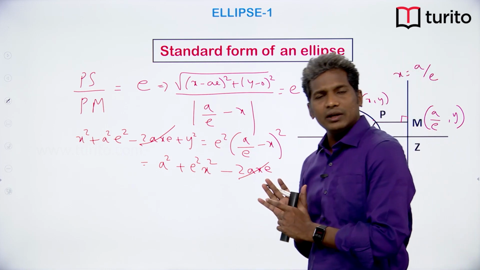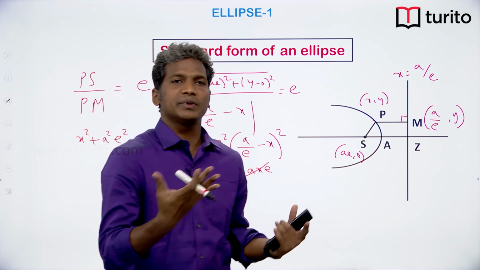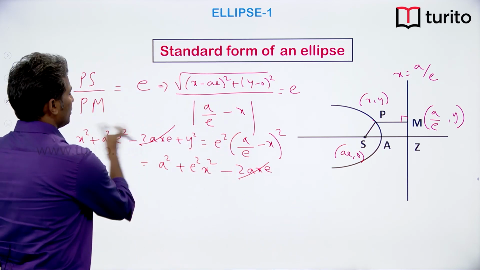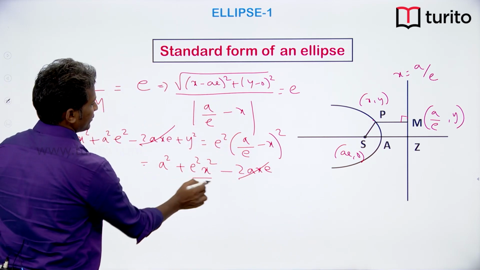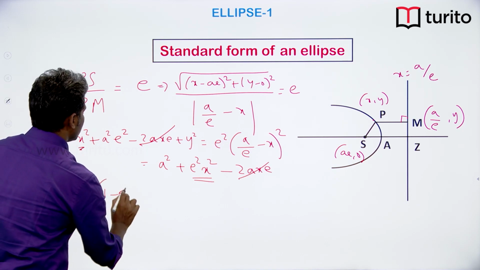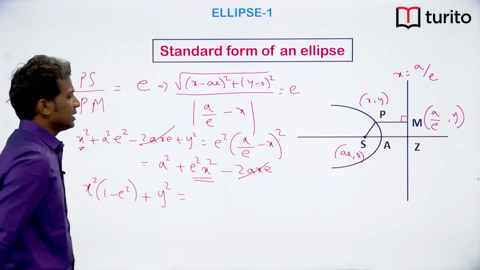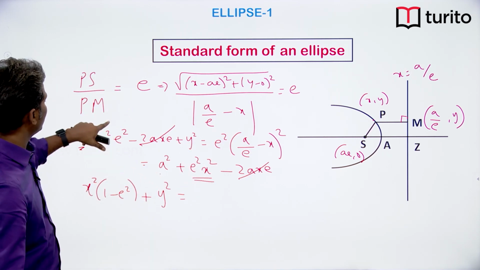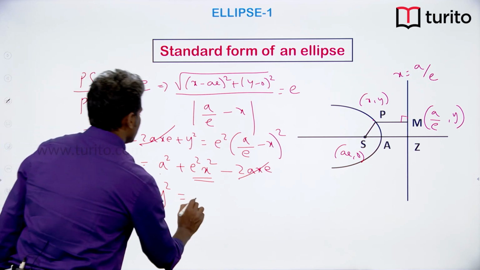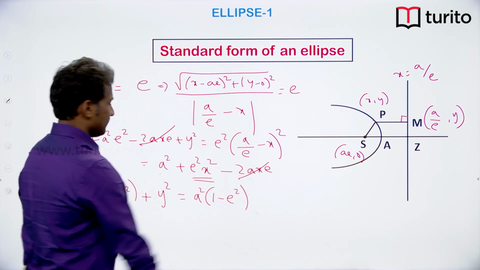Now take all variables to the LHS and all constants to the RHS. That is our standard idea of simplification. When I take all variables to the LHS, there is one x square here and x square here, so we get x square into 1 minus e square. There is only one y square term, and there are two constant terms, one is a square and one is a square into e square. When we take these constants to the RHS, we will get something like this.